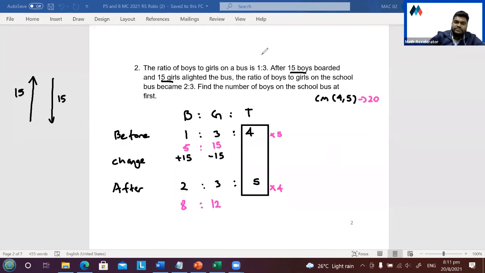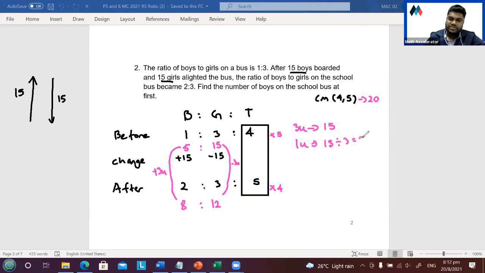Now if you look, from 5 units to 8 units, there was a gain of 3 units. And from 15 units to 12 units, there was a loss of 3 units. So the value of 15 equals how many units in this case? Can you type in the chat? Well done. So it's 3 units equals 15. So 1 unit is 15 divided by 3 equals 5.